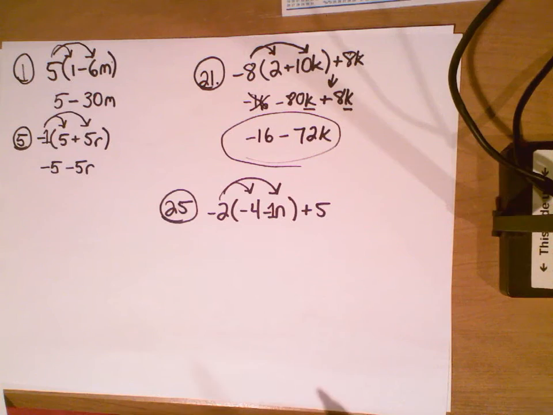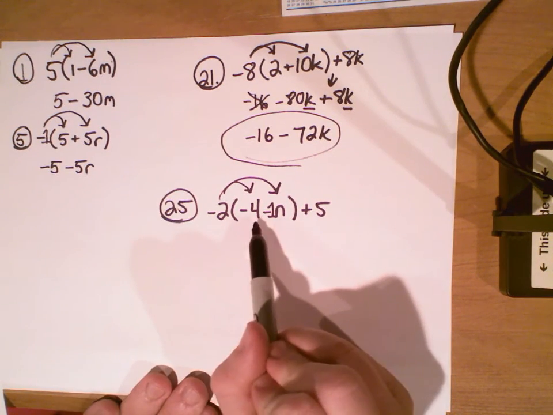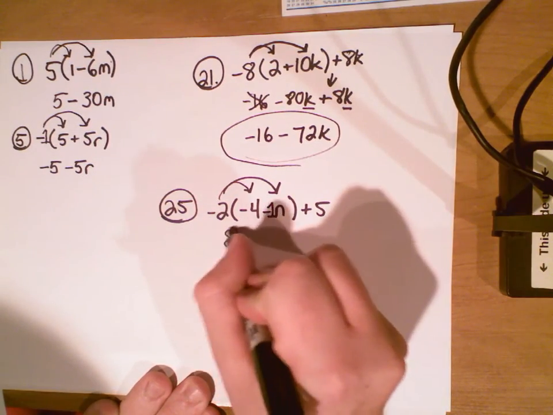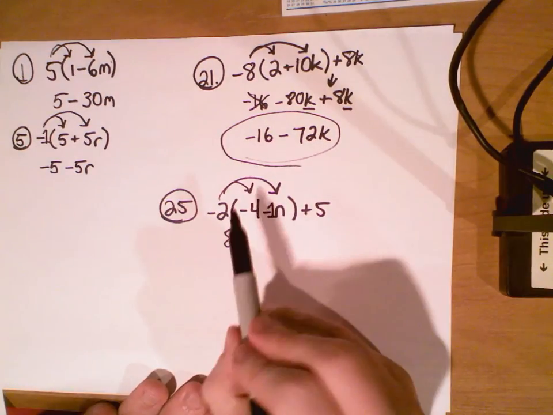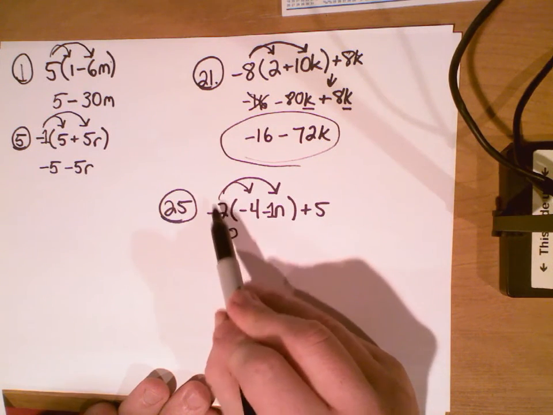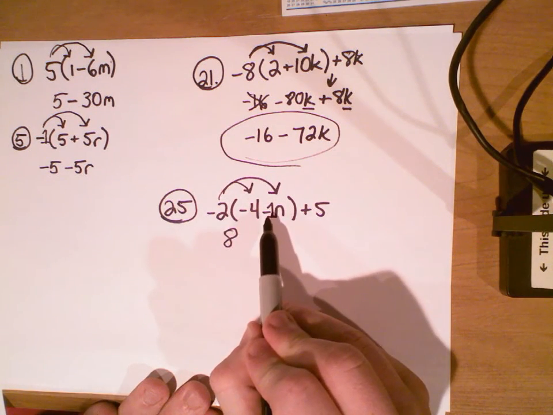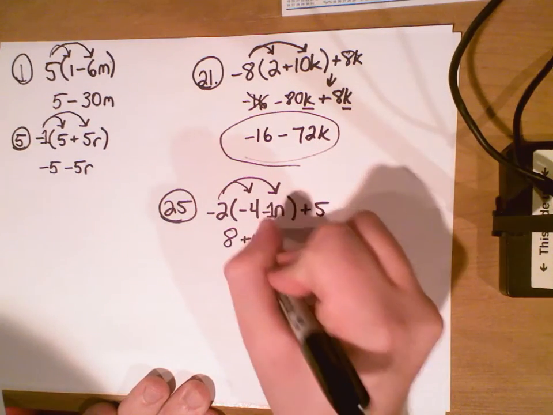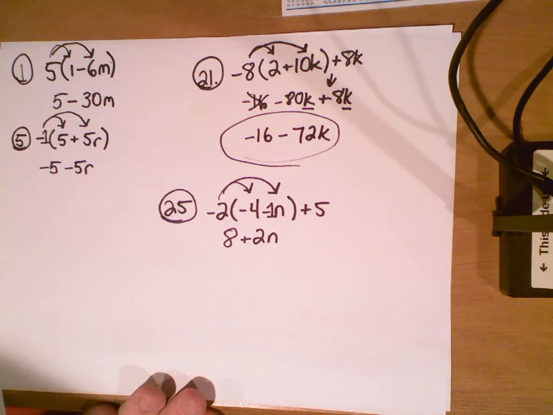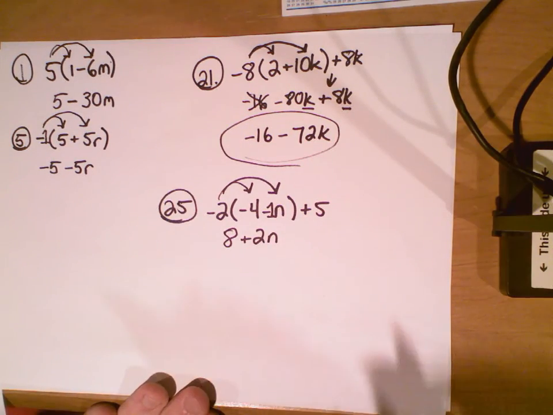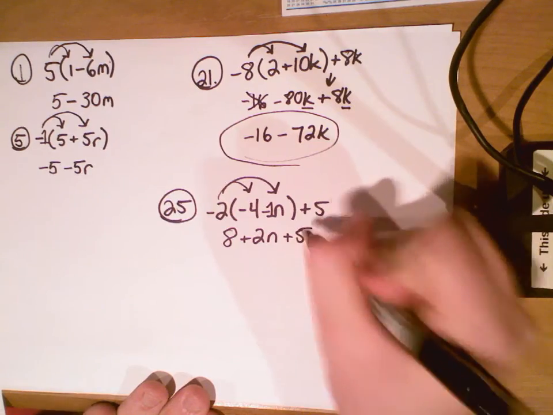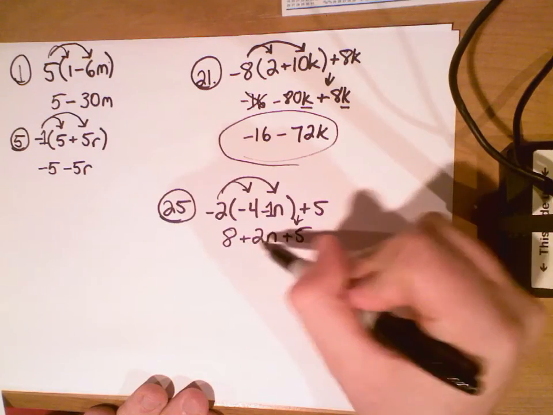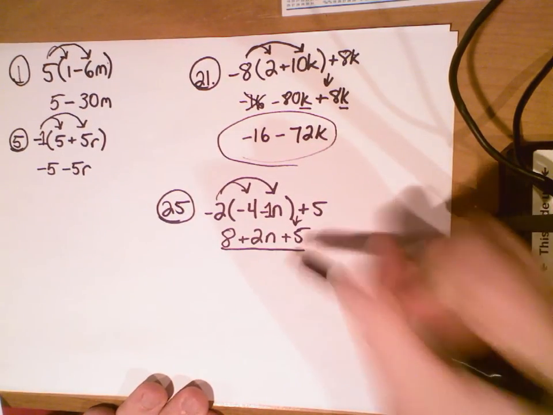Now we have an equation. So negative 2 times negative 4, following my distribution arrows, is a positive 8. Next arrow, negative 2 times negative 1n would be positive 2n. Okay? And then we have a plus 5 here. All I did was bring this down, distributed these to get these two numbers. And then here's our next equation.